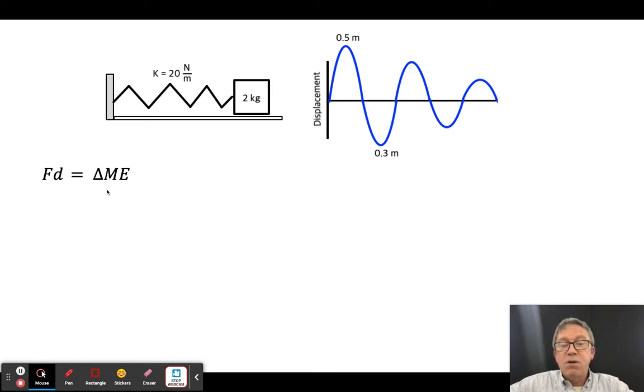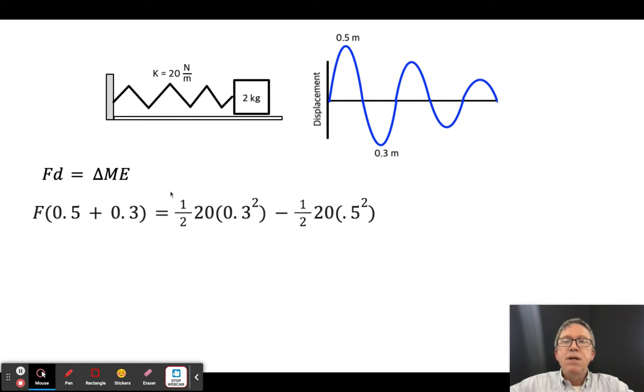That's the definition of work. Work causes a change in mechanical energy. So in this case, that work is friction. And so basically, I'm trying to find what that force of friction is. Work equals force times distance. I don't know what the force is, but I know the distance I went was 0.5, got me to equilibrium, and another 0.3. So a total of 0.8 meters was traveled.